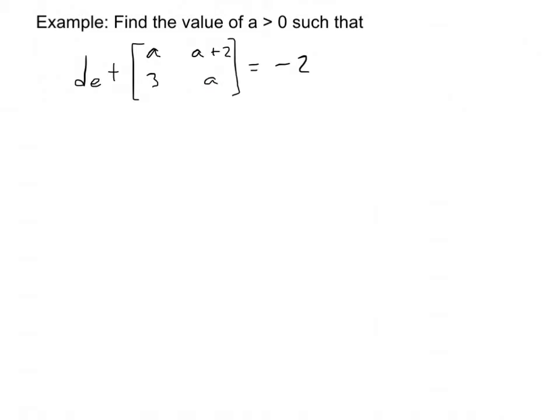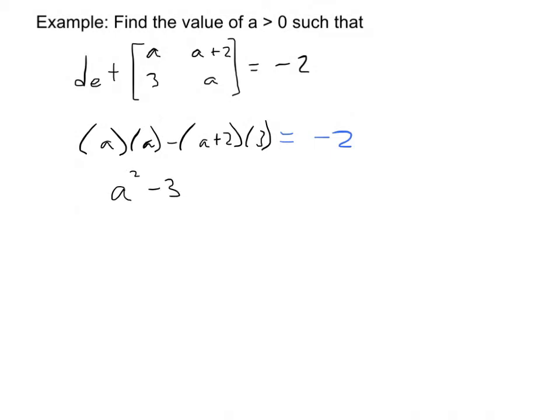You should have found that this was A times A minus A plus 2 times 3, and I could have done 3 times A plus 2, but whatever. That's the determinant, and the problem tells me that it is equal to negative 2. So I'm going to simplify the left side. This is A squared minus 3A minus 6, which has to be equal to negative 2.